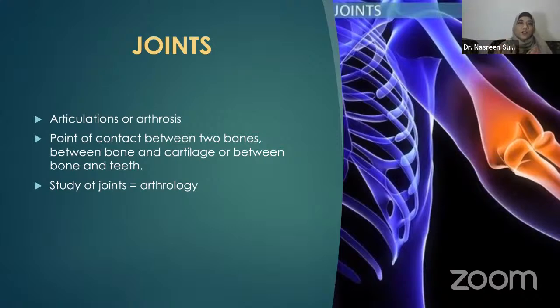Do you have an idea? Usually when you talk about joints, a joint means the one which is joining something. Two surfaces, if they join, that is called a joint. But here in human anatomy and physiology, we call it a joint when there is a contact between two bones or between a bone and a cartilage. Point of contact between two bones or between a bone and the cartilage is called a joint.